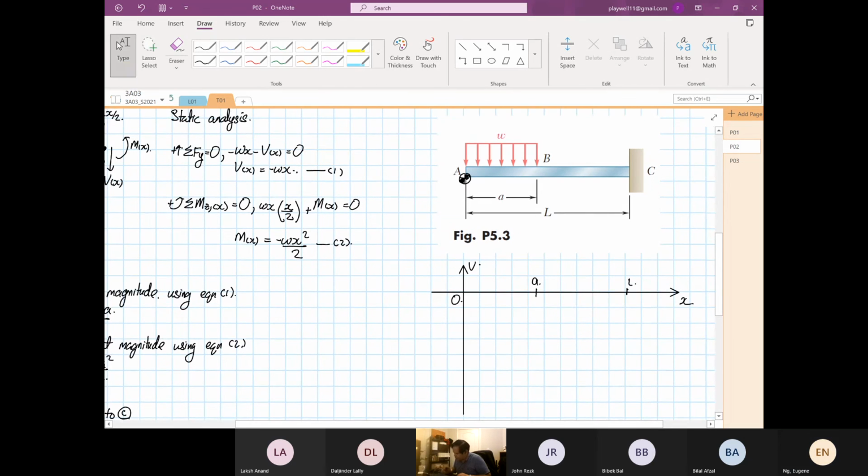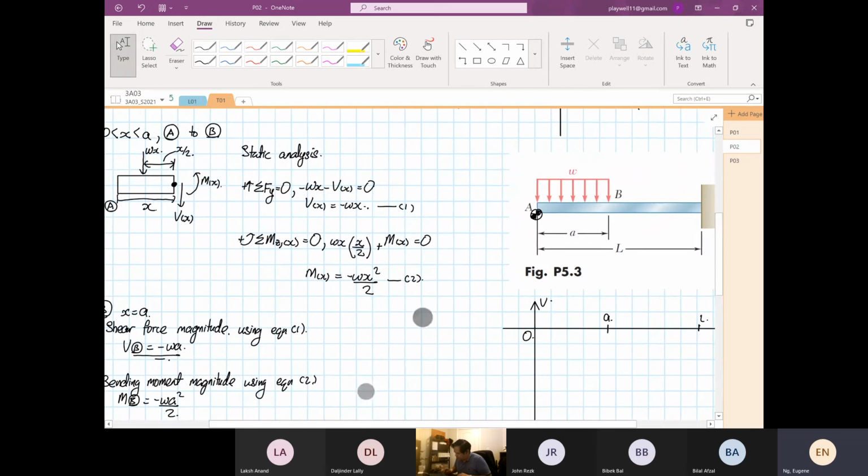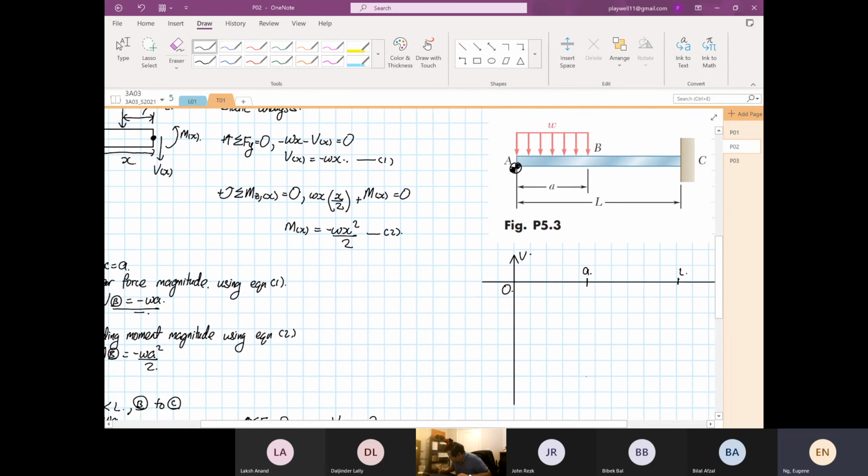So now you look from 0. From 0, X to A, you have minus omega X, and it will stop at minus omega A. So at a certain point down here, this is your minus omega A. So if you look at the function, it's linear.